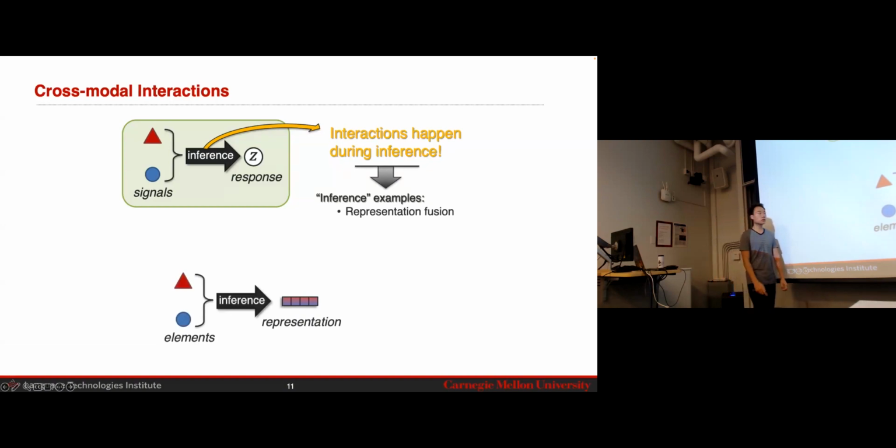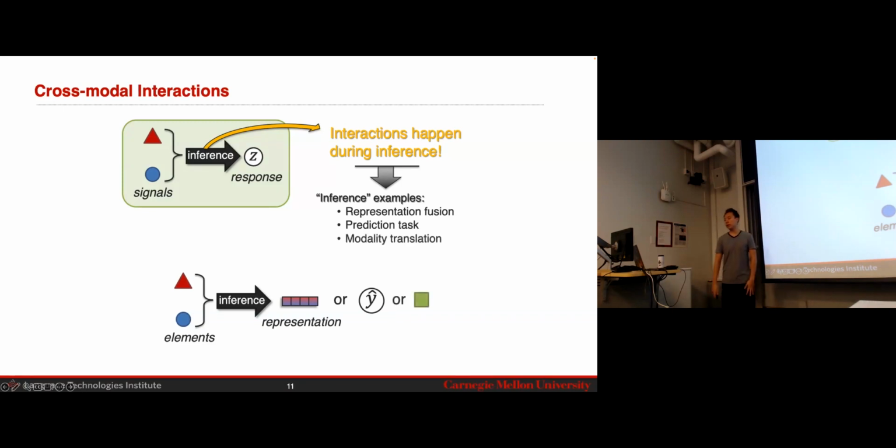So some examples of inference could be fusing them to form a representation. It could be predicting a task directly using supervised learning. It might be translating from one modality to the other. As long as you take two elements and you combine them, they're going to interact in the context of some task.